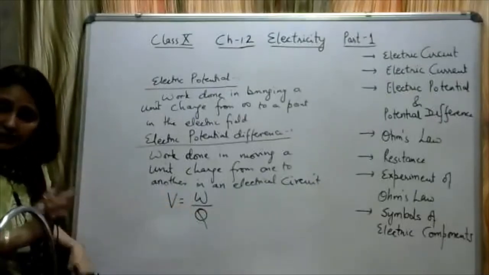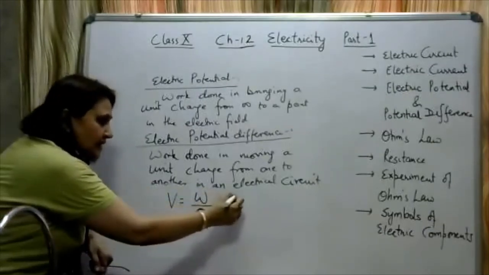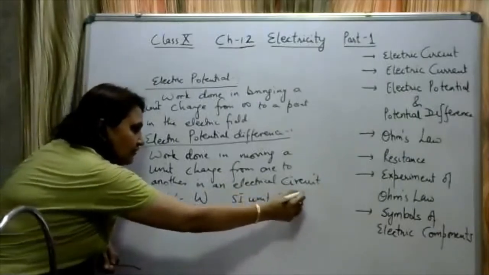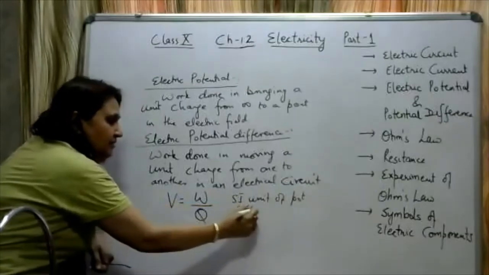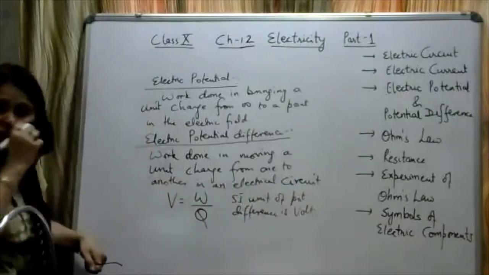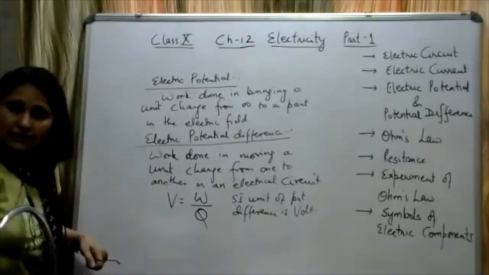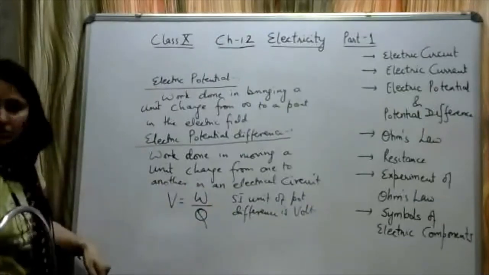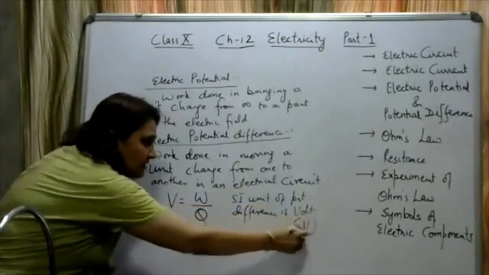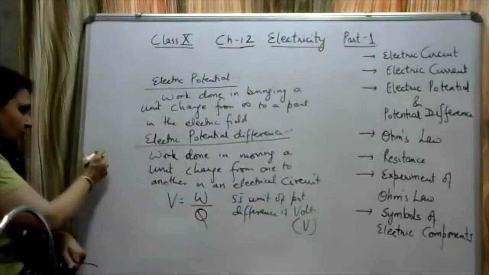Now, any physical quantity we define, we have to write its SI unit. The SI unit of potential difference is volt. Again, in order to honor the scientist Volta, its unit is taken as volt. So the SI unit of potential difference or potential is volt. This is also represented by the symbol capital V.